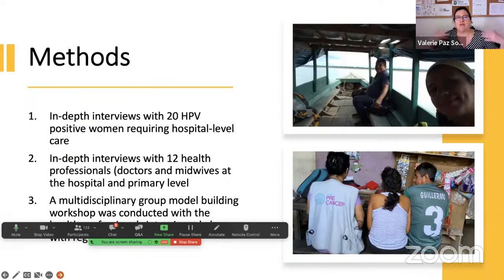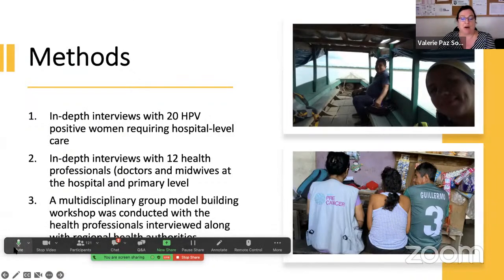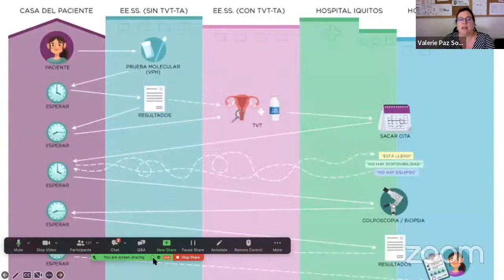So to start, before actually getting people together for this group model building workshop, we wanted to have as much data as possible to inform the discussion and to make sure that the different perspectives were present. So we conducted in-depth interviews with 20 HPV positive women who required hospital level care. We also did in-depth interviews with 12 health professionals, doctors and midwives at the hospital and primary level, before conducting our multidisciplinary group model building workshop with many of the health professionals, some of whom we had interviewed.